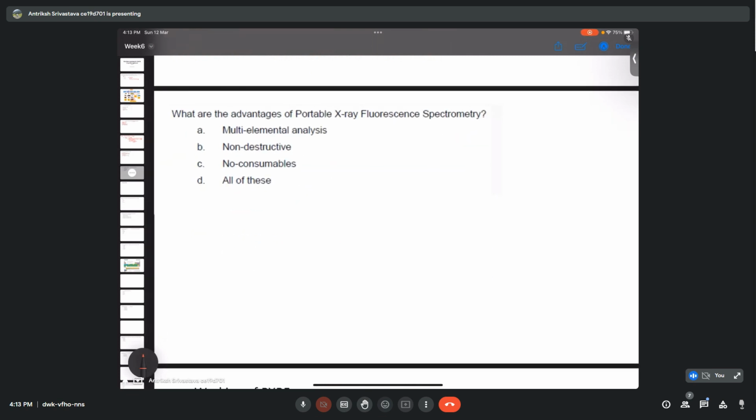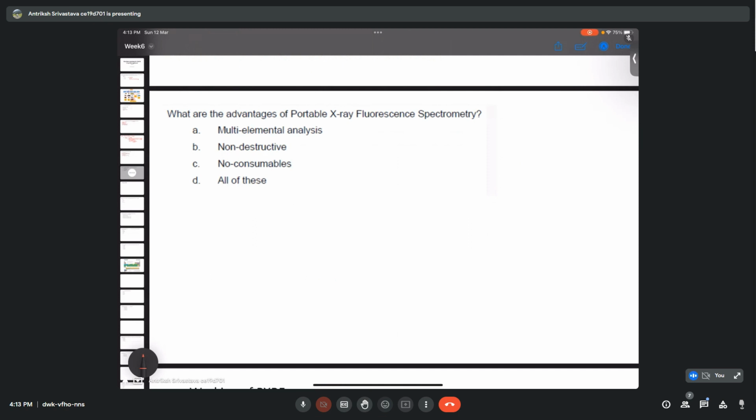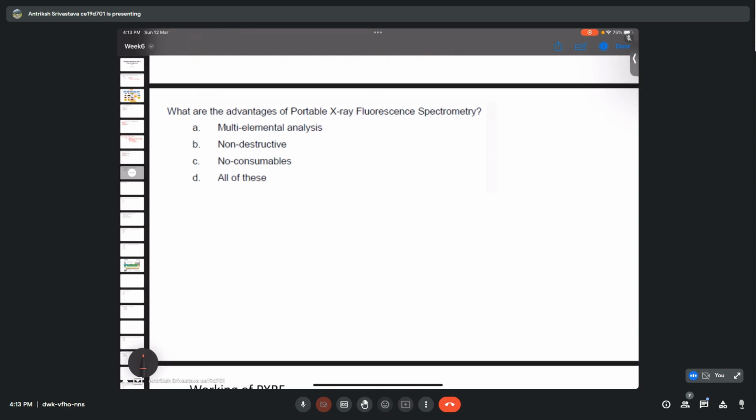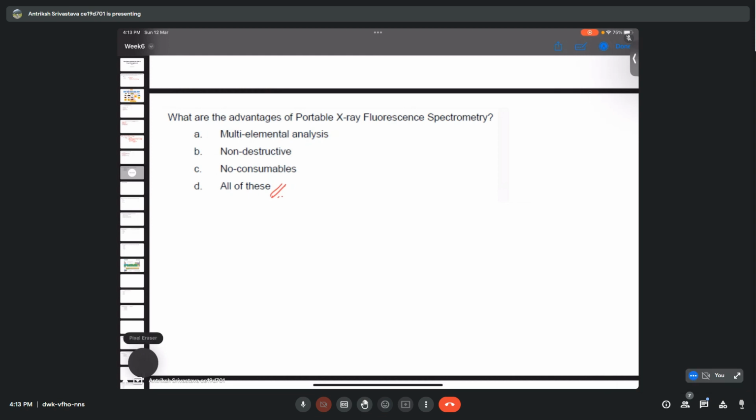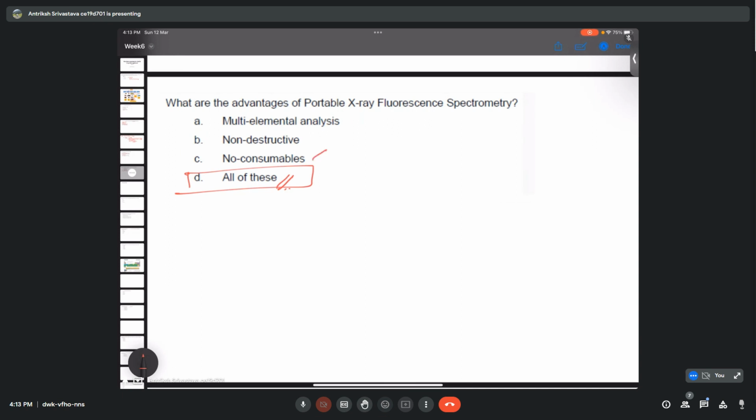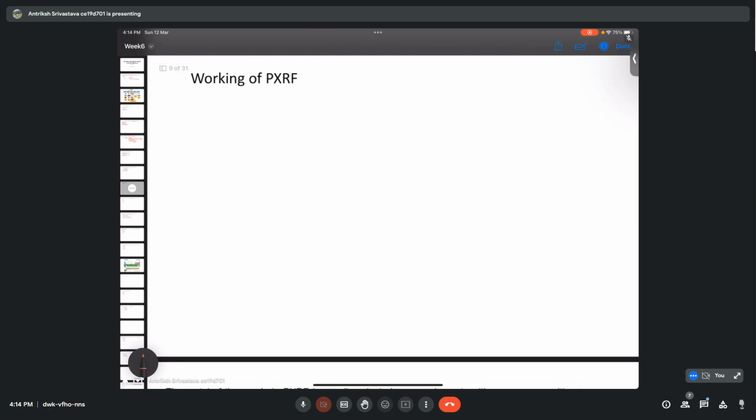Okay, and then this is again a simple question: what are the advantages of portable X-ray fluorescence spectrometry? Okay, yeah, give this a shot. This is fairly simple only. Okay, yeah, because this answer also was D, I was not sure whether the answer is the previous answer or this answer. So here also, no consumables again means the same thing, that no chemicals are required, because no chemical reaction is going to happen, and nothing is used up in this process.